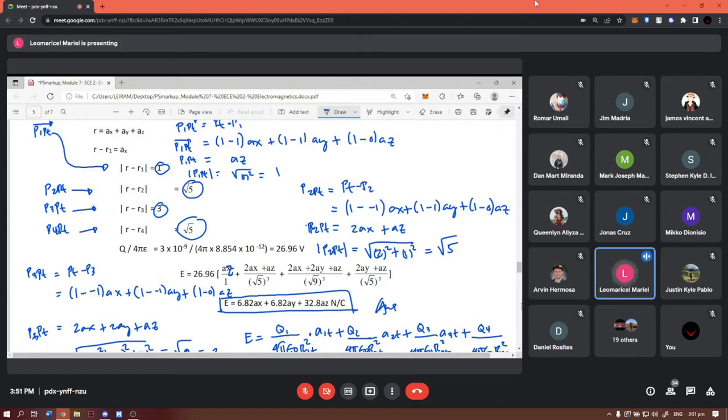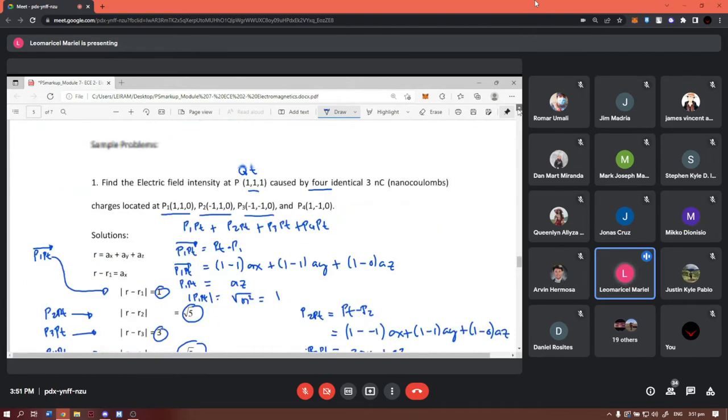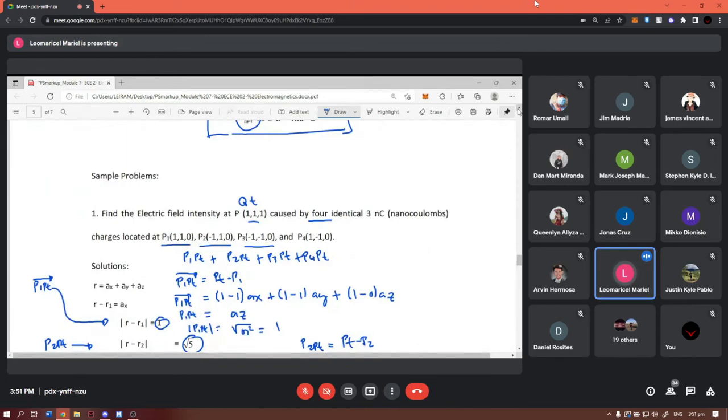Okay? So the electric field intensity caused by the 3 nanocoulomb charge on P1 will be 6.82 AX plus 6.83 AY plus 32.8 AZ. Anong unit? Newton per coulomb. Pwede ko din ba sabihin ito na volts per meter? Yes. Pwede din sabihin yan. So that is sample problem number 1. Any question before we proceed on the second problem?